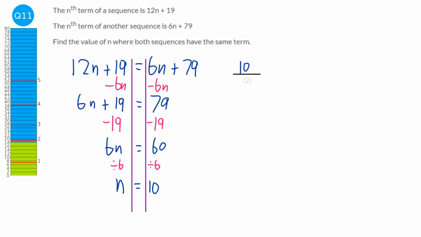Now we can just test this, because if you do 6 times 10, which is 60, 60 plus 79, which will be 139. And then if we do the same for the top one, 12 times 10, which is 120, plus 19, which is 139. So they both have the same term when n is 10.